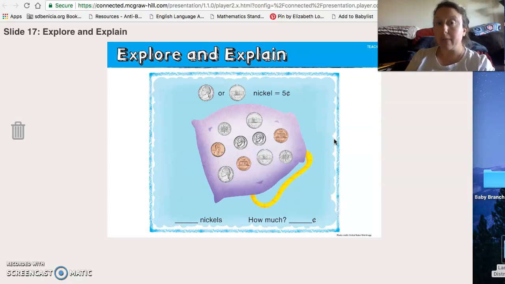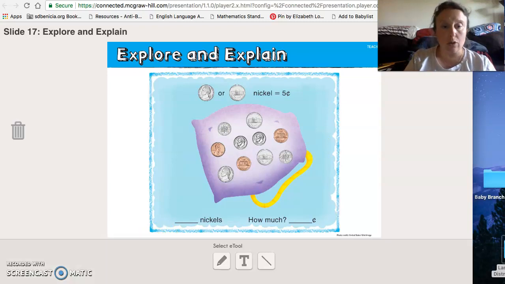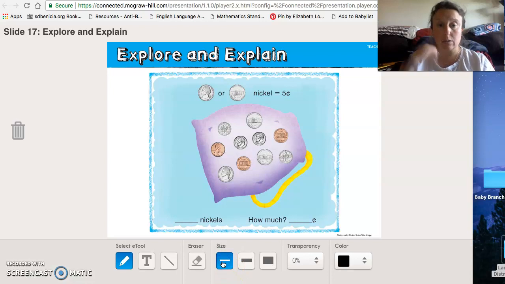You can see that it's a money pouch filled with coins. Now, the first thing I'd like you to do is circle all of the nickels. So you have to be careful. You have to figure out which ones are nickels from the front, and there's a couple nickels that are only showing the back of the nickel. So we know which ones are not nickels, first grade.